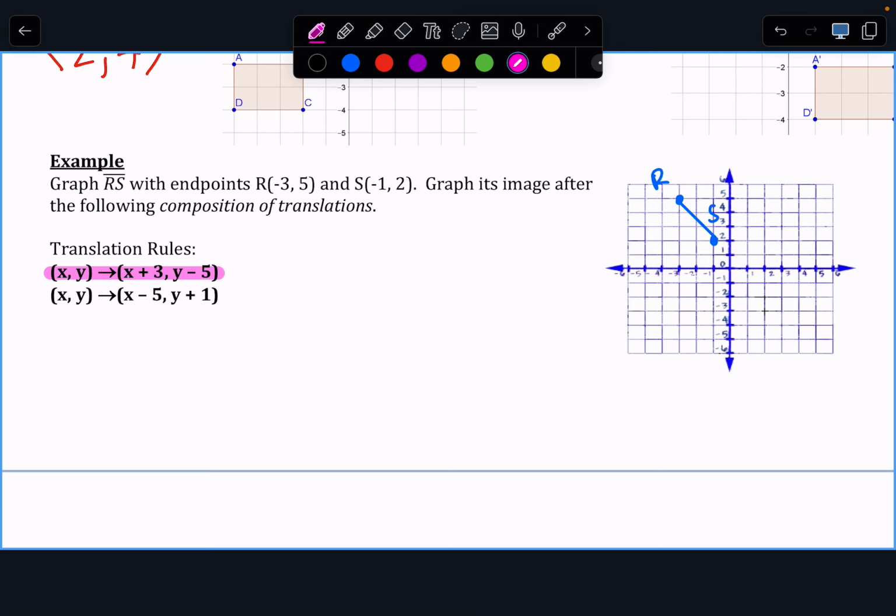We're going to do the first one, then the second one. So this first one, it looks like we need to go right 3 and then down 5. Do you agree? So over here, I'm going to go right 3, 1, 2, 3, 4, down 5, and there's R prime. Right 3, down 1, 2, 3, 4, 5, and there's S prime.